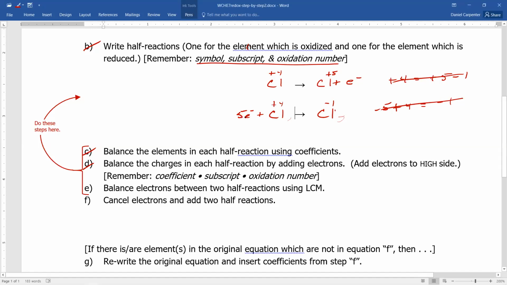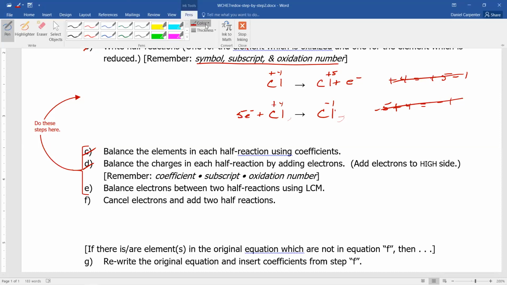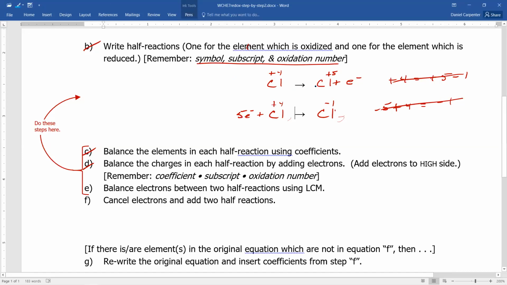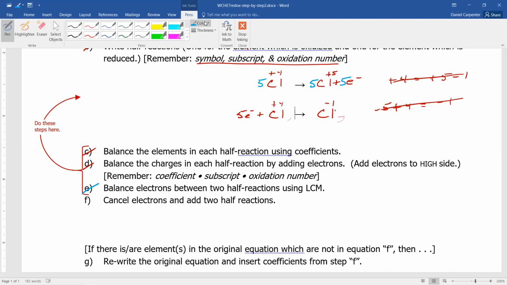These come to multiples of 5, and 1 is 5. So 5 times 1 is 5, and 5 times 1 is 5, and 5 times 1 is 5. Okay, cancel the electrons and add the 2 half reactions.